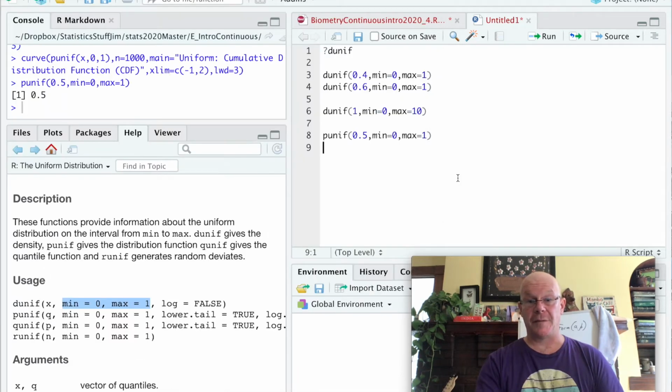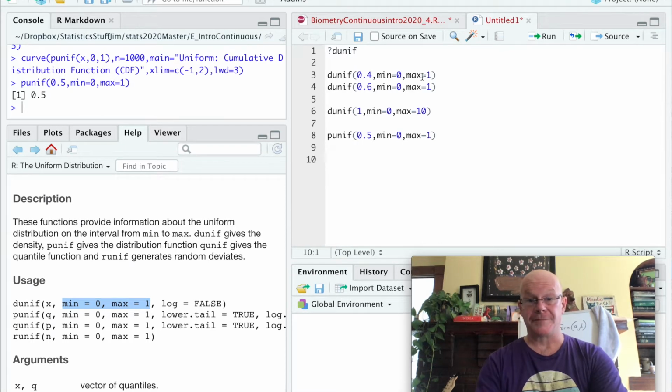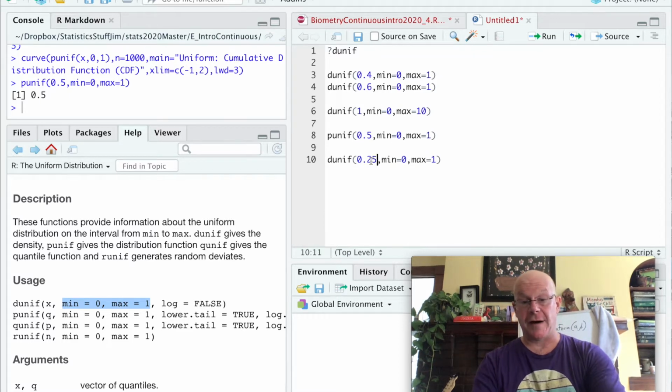Even if we were to go back here, let's go back and use our density function. I want to know the probability of getting 0.25 out of a uniform distribution that maybe is bounded between 0 and 0.5.